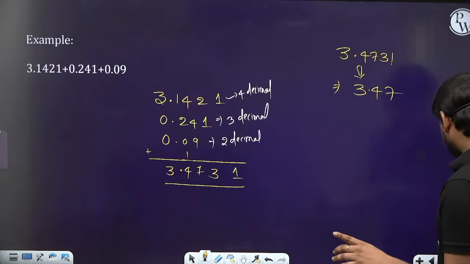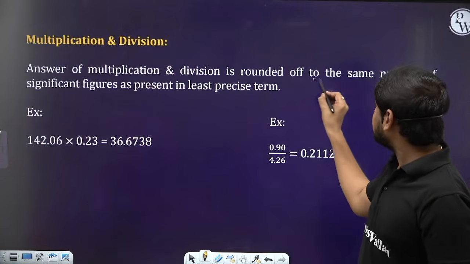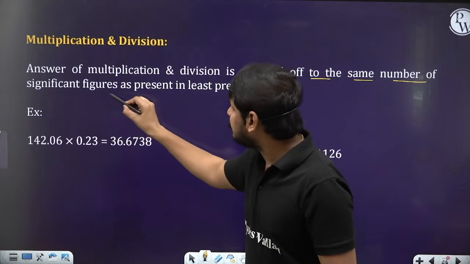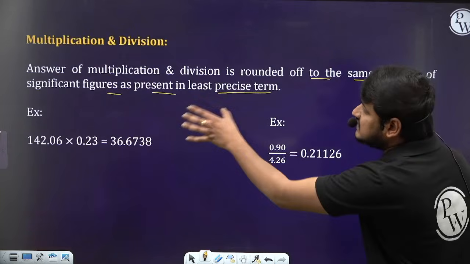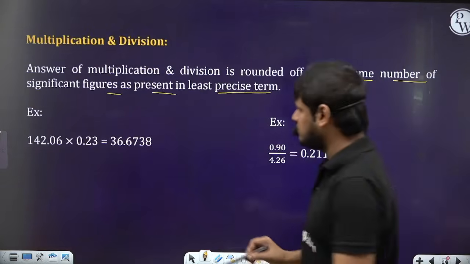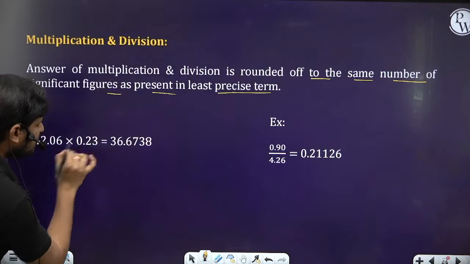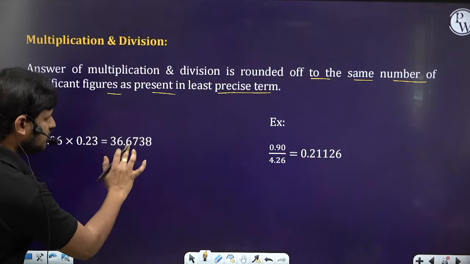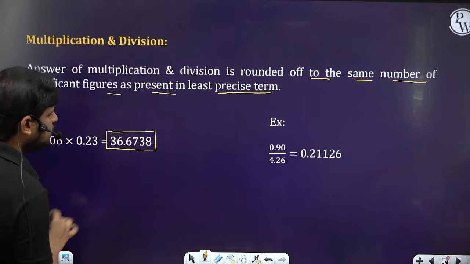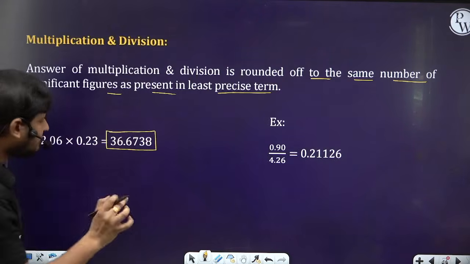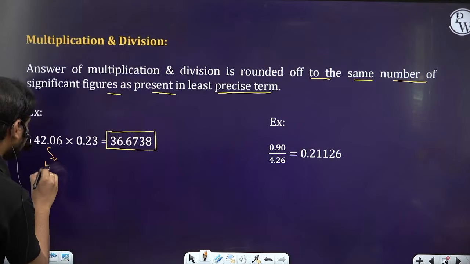Next, in the case of multiplication and division, the answer is rounded off to the same number of significant figures as present in the least precise term. What does that mean? See here: 142.06 into 0.23. This answer I already wrote: 36.6738. Now this answer should be rounded off to the term which has the least number of significant figures. Here in this, I can see 5 significant figures.